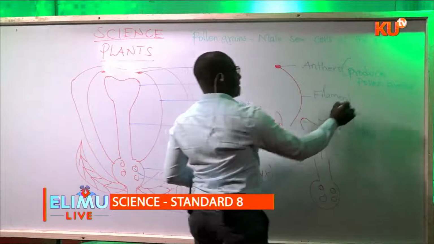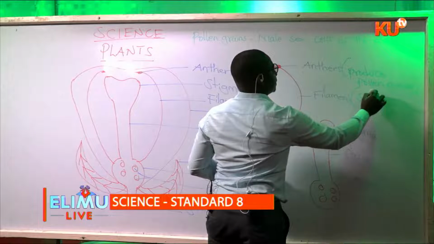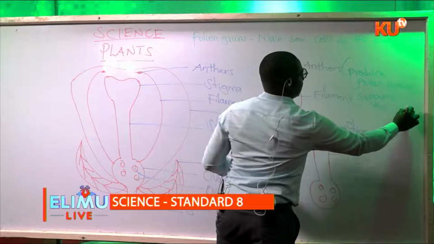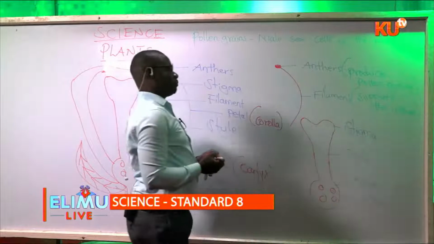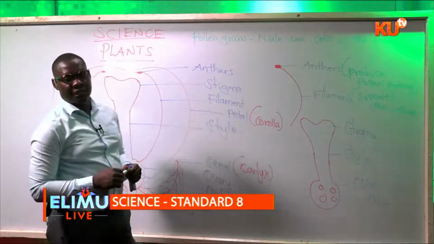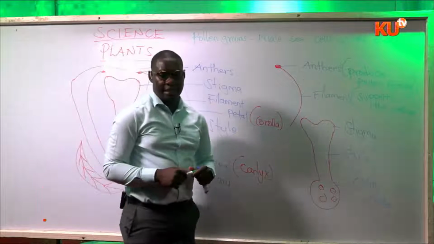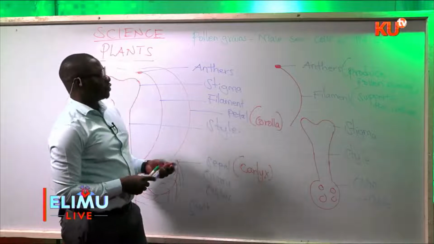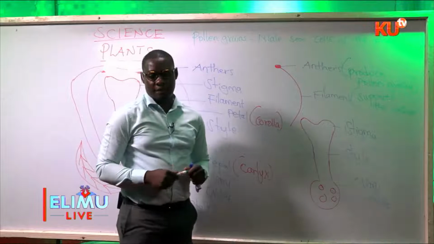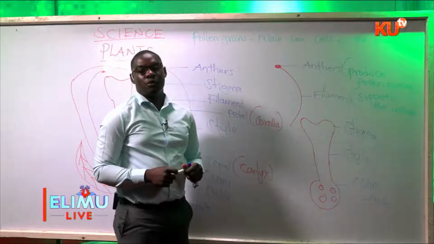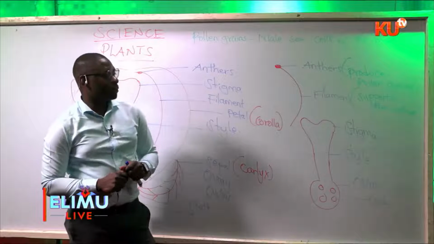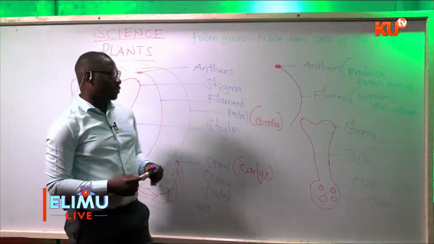The filament supports the anthers. It's the one that puts the anthers into position for them to produce the pollen grains. So the work of the filament is to support the anthers. So those are the two parts that form the male parts of the flower. We have the anthers, which produce the pollen grains. We have the filament, which supports the anthers. That is about the male parts.